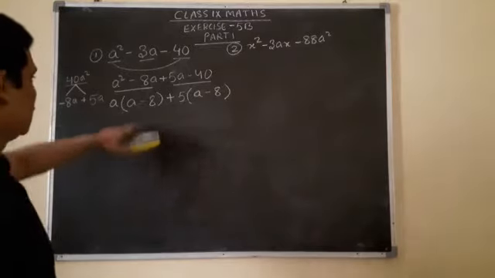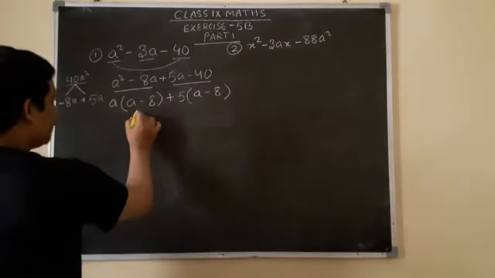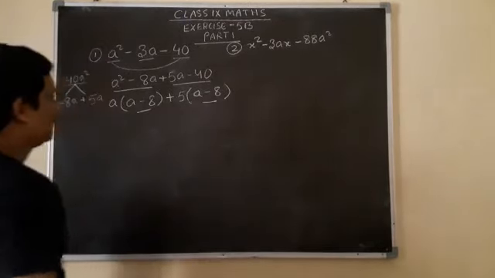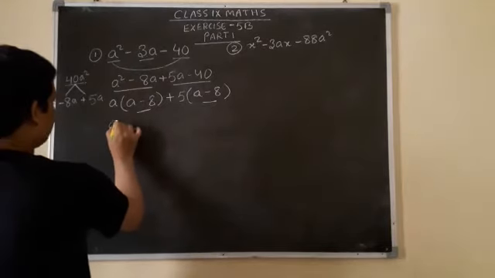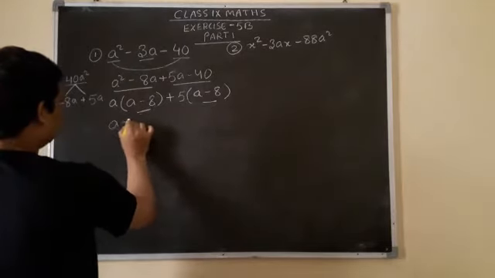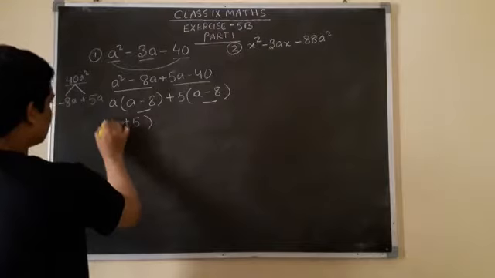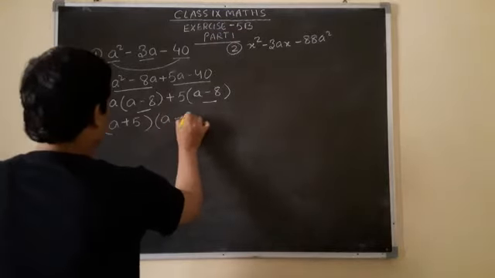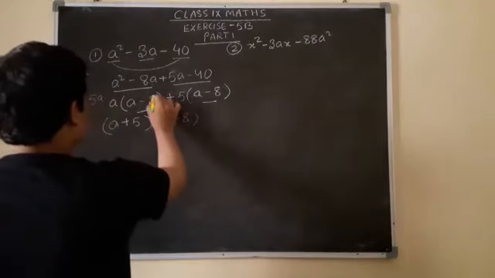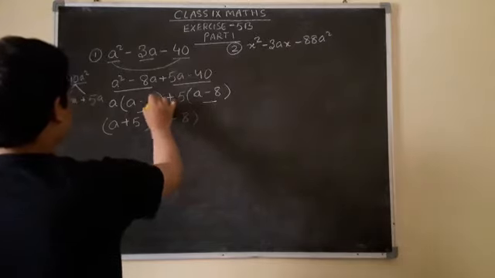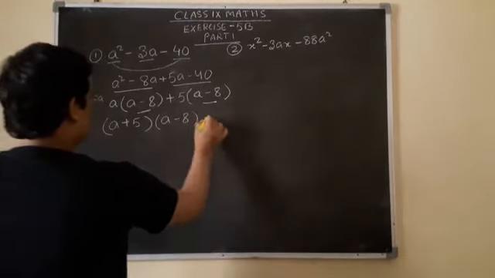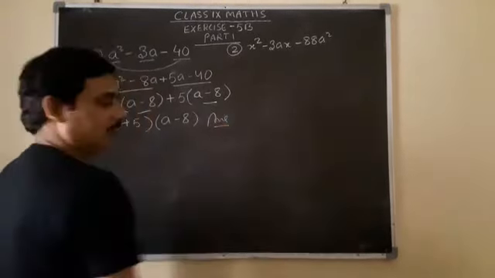Dear students, see carefully, inside the bracket both these terms are the same. So we will make it a factor, a plus 5. This will be the first factor, and a minus 8 will be the other, so the factors are a plus 5 and a minus 8. This will be our answer of the first part.